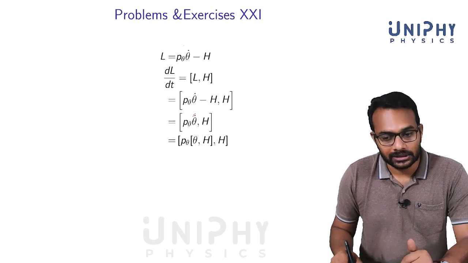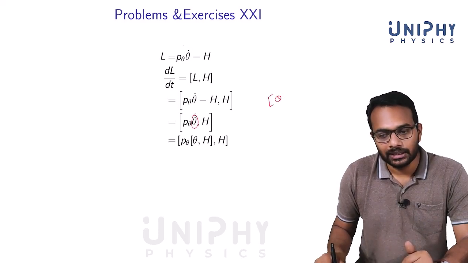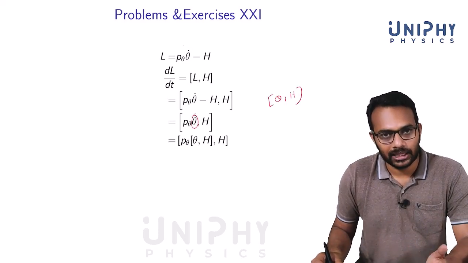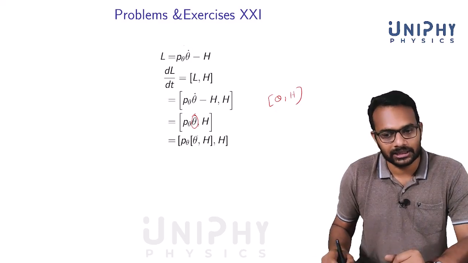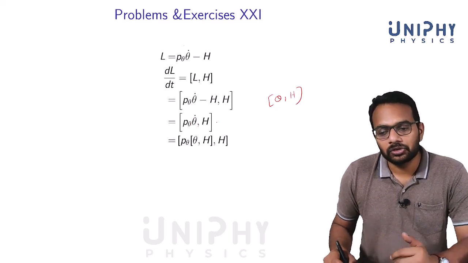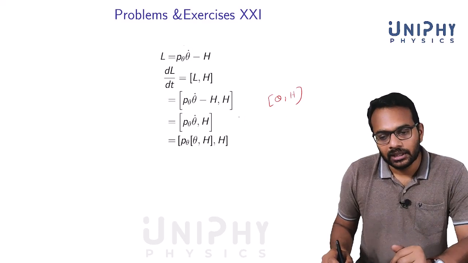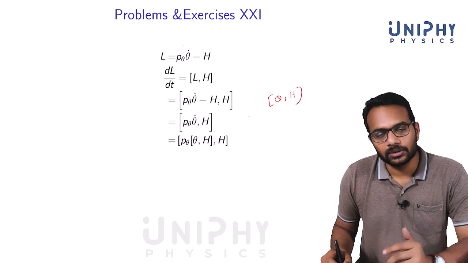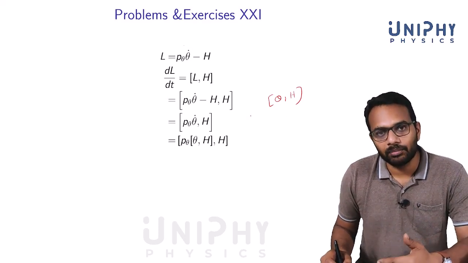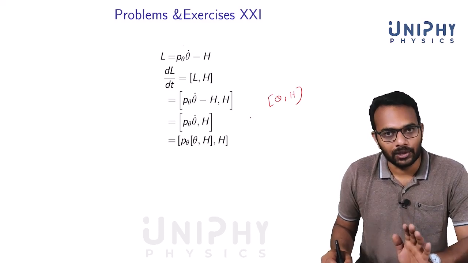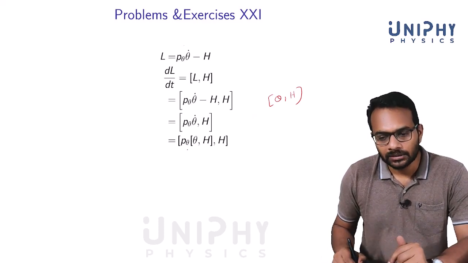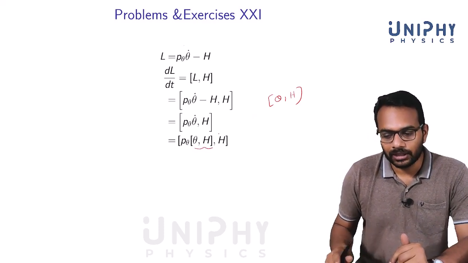And what's theta dot? Theta dot is simply the Poisson bracket of theta with H. That's Hamilton's equation. This is true for any time derivative. The time derivative of any quantity associated with the system can be obtained by taking the Poisson bracket with the Hamiltonian. So it's the bracket of p_theta times the bracket of theta with H, with H.